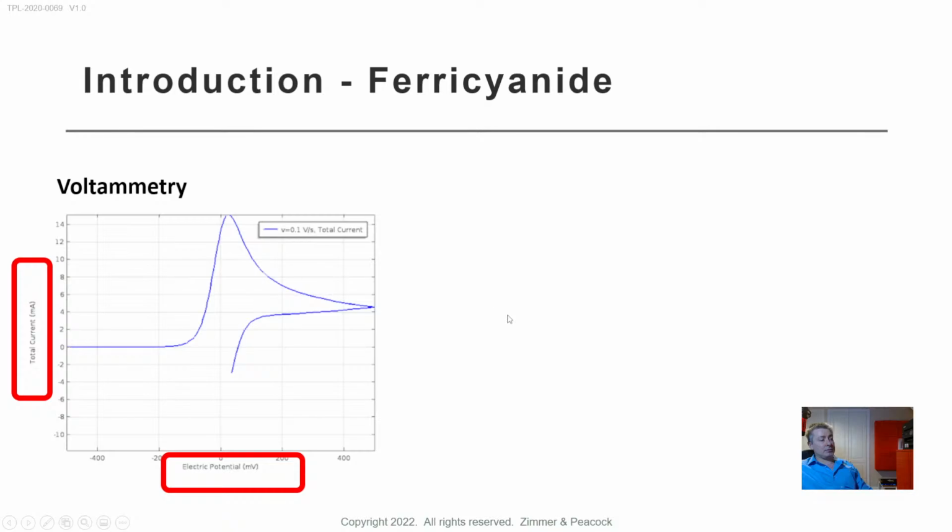So this is the cyclic voltammetry of ferrocyanide. I know I've written ferricyanide here, but on a hypervalue electrode.